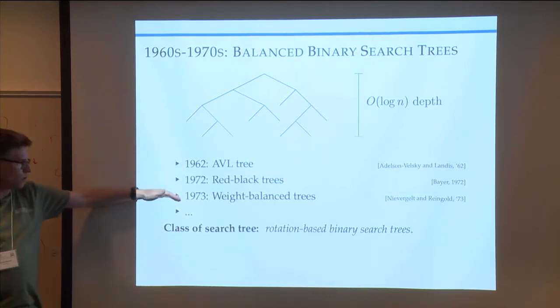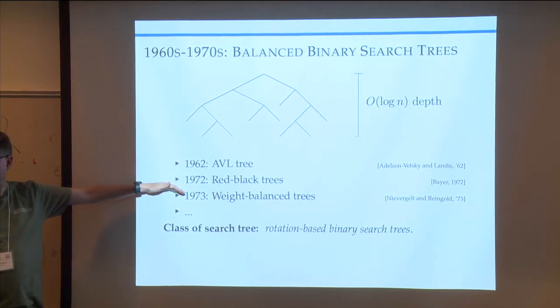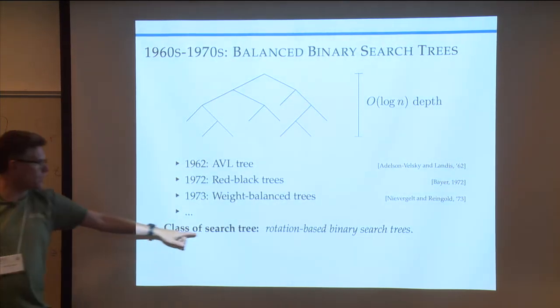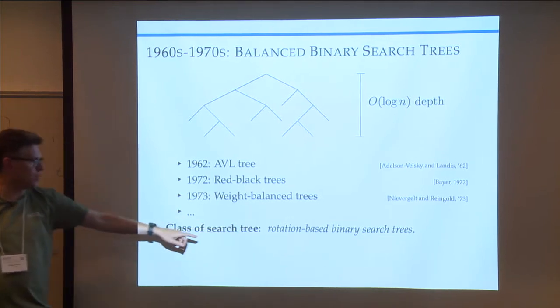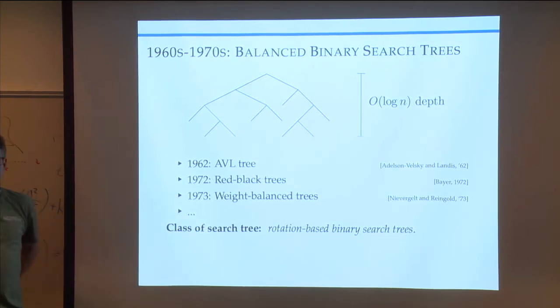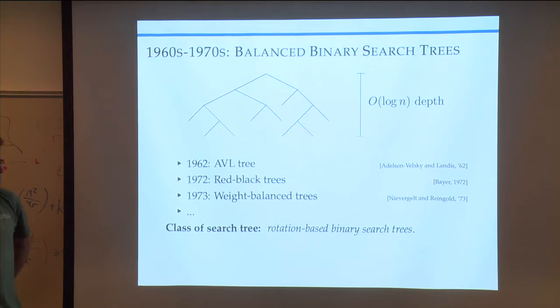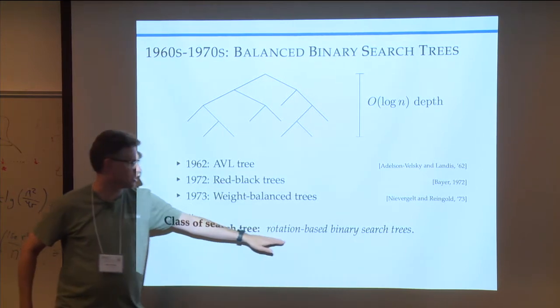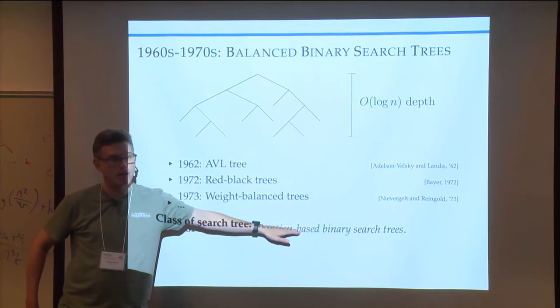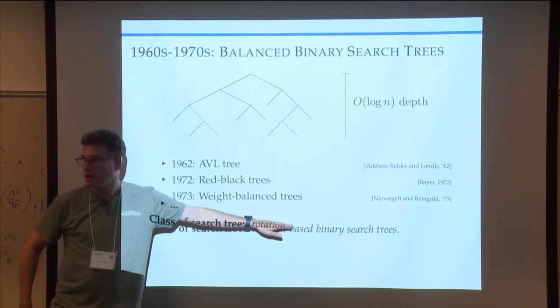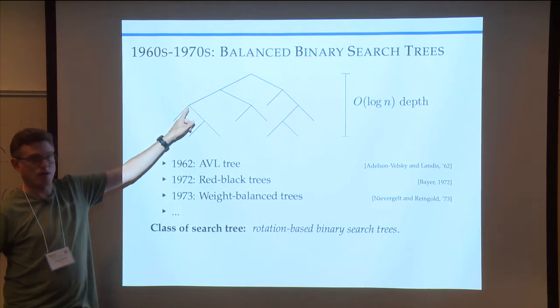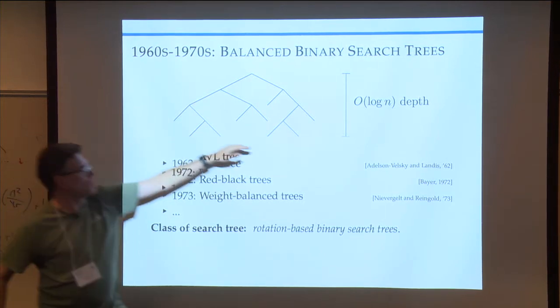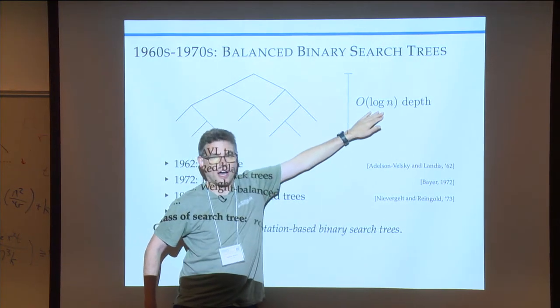And these are all very different data structures, but they're all in the same class of data structure, because all of these data structures maintain the balance of the tree by performing rotations. So these are all rotation-based binary search trees. And what a rotation means is, if you've got some nodes, you take one node in the tree, you want to maintain the log depth.